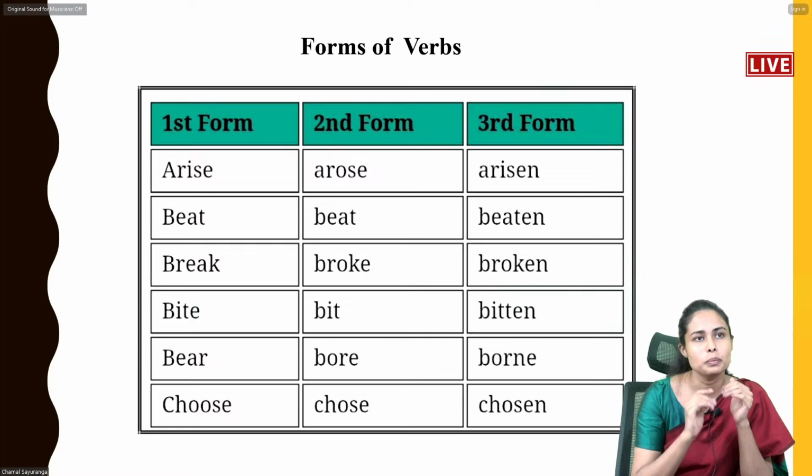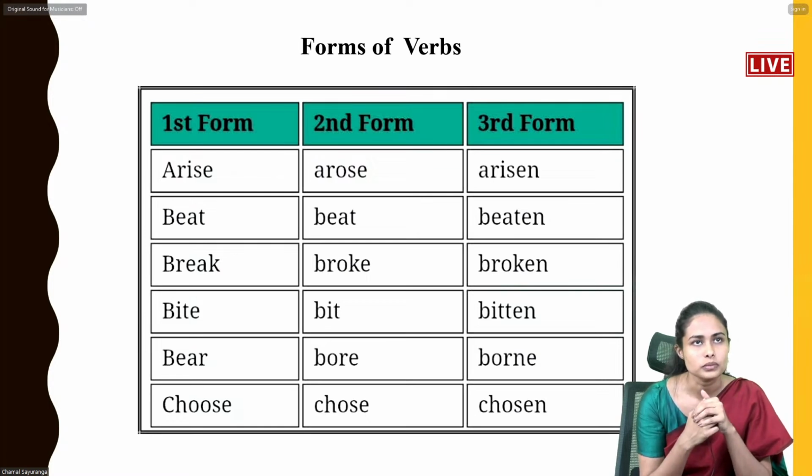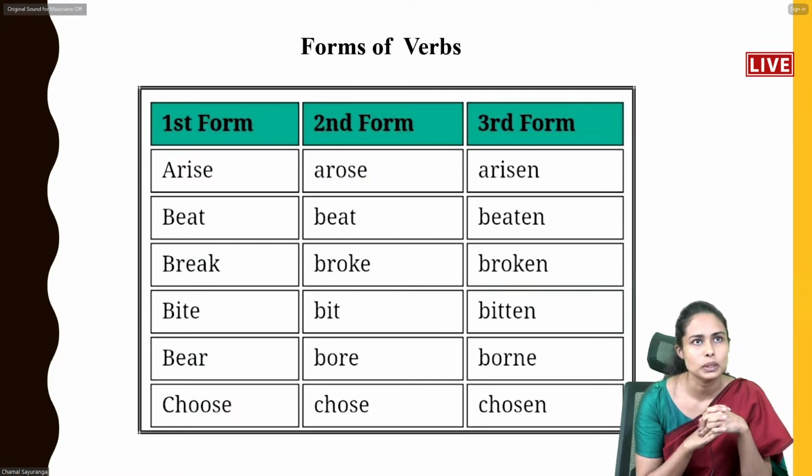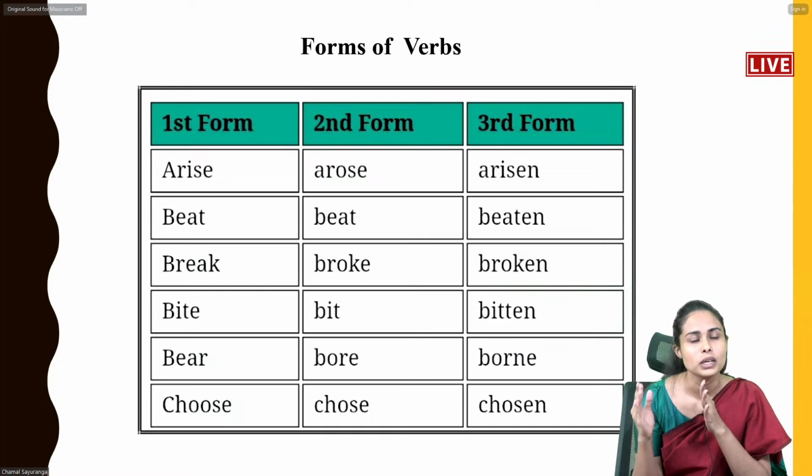First form is the base form. We call it the base form, or the base, or the infinitive: arise, beat, break, bite, bear, and choose. And the second form, usually we use it to talk about the past, the simple past tense: arose, beat, broke, bit, bore, and chose. And the third form, we call it the past participle of the verb: arisen, beaten, broken, bitten, born, and chosen.